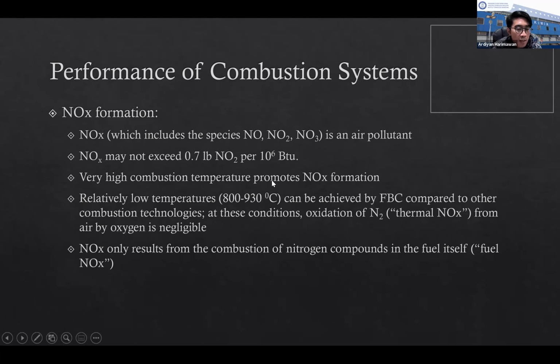Okay, then how to reduce NOx formation? Of course, you have to reduce the temperature. Low temperature can be achieved by using the fluidized bed compared to the fixed bed. At this condition, the oxidation of thermal NOx formation. Thermal NOx is NOx that comes from nitrogen in the air.